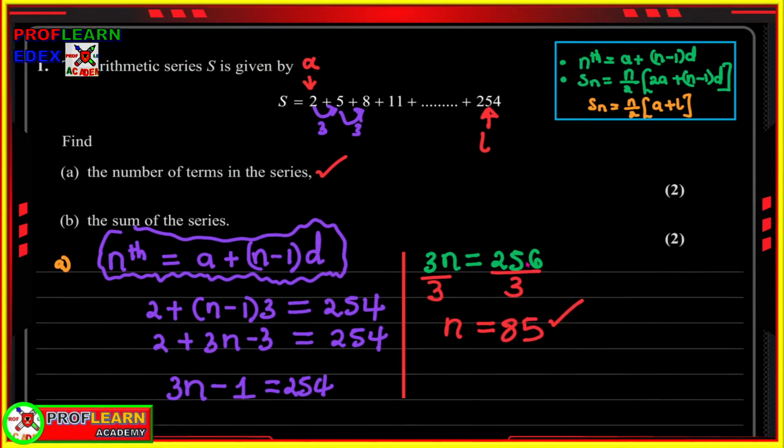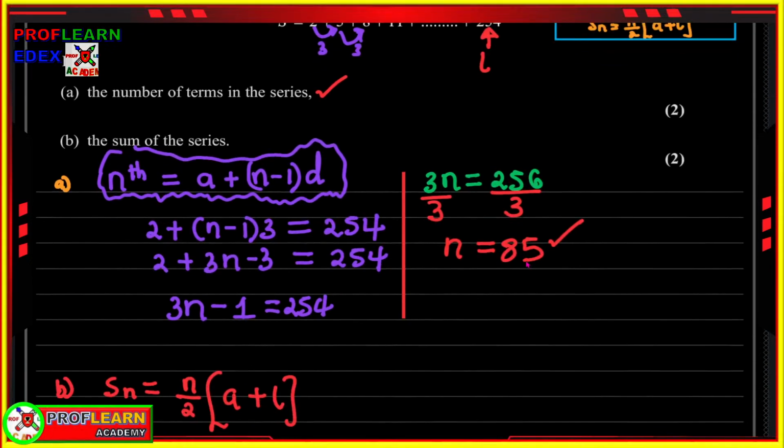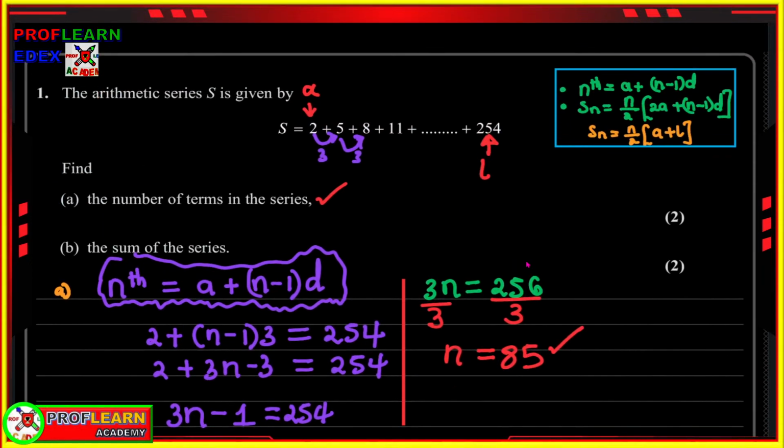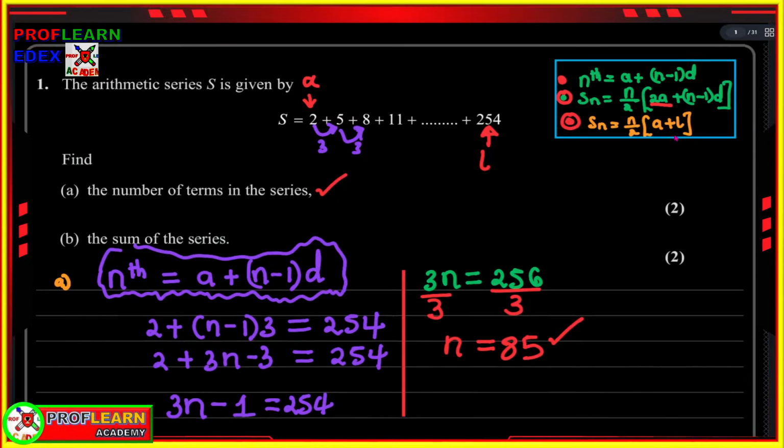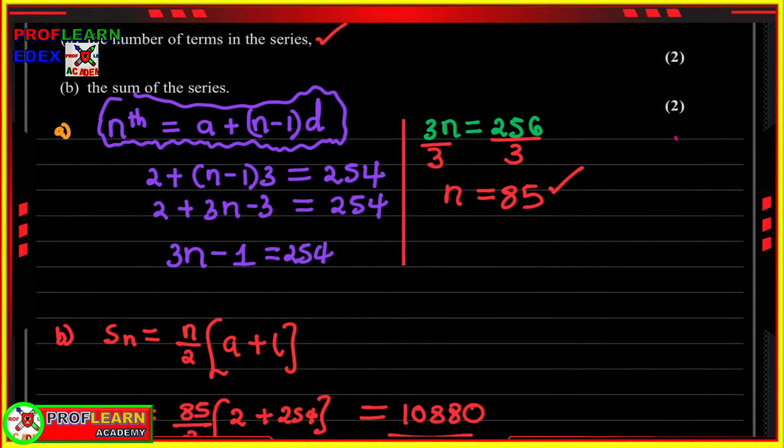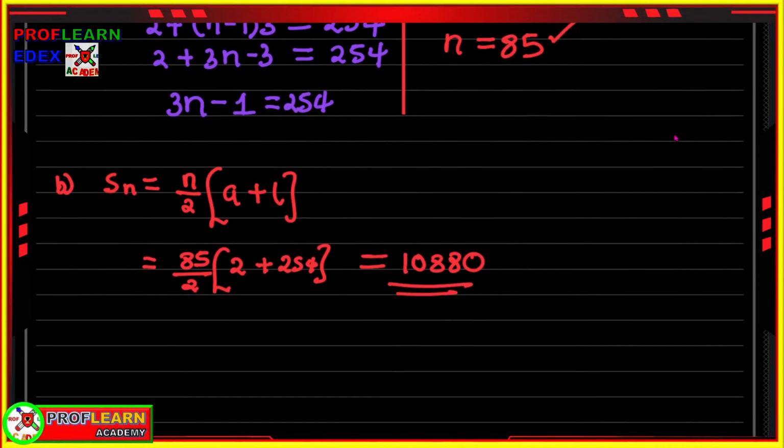For you to find the sum of the series, you are going to use this formula that we have here. The sum of n terms is given by Sn equals n over 2 into 2a plus n minus 1 into d, or you can use this formula: the sum of n terms is n over 2 into the first term plus the last term, and that is also going to give you the answer. If you do that, you're going to get 10,880. So basically that's what you are going to do in that particular part.